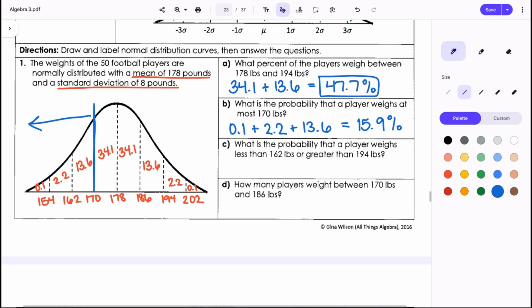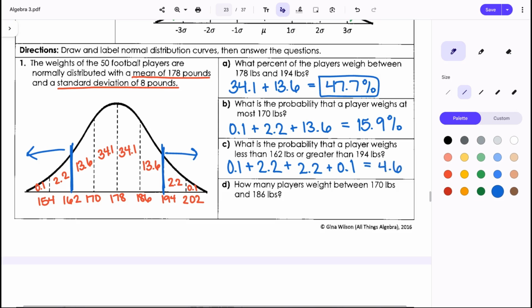Okay? This shouldn't be super hard. You're just adding percentages together for the most part. Letter D on this one will be slightly different, and we'll get there. But let's do C first. So C wants the probability that a player weighs less than 162 pounds and greater than 194 pounds. So what areas of the graph do I want to focus on here? The left and the right of those numbers that they gave me. Because it says less than 162, so here's 162, so I want everything to the left. But it also said greater than 194, so I want everything to the right of that as well. So we have to add those four little pieces together. So you're doing 0.1 plus 2.2 and then another set of those, or you could just do one time and double it since it's the same numbers. What do you get? 4.6. Good, 4.6%.